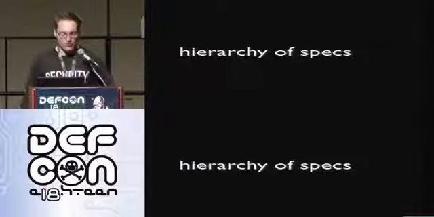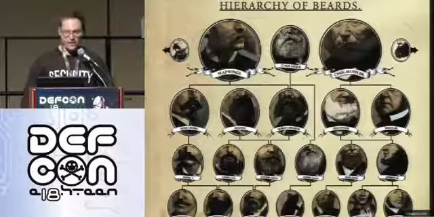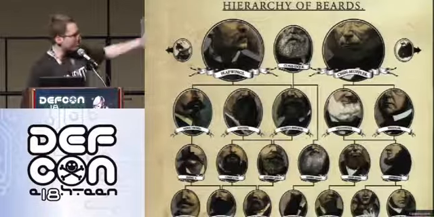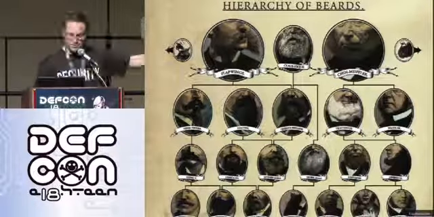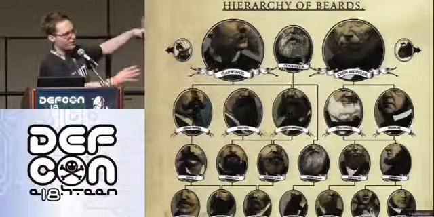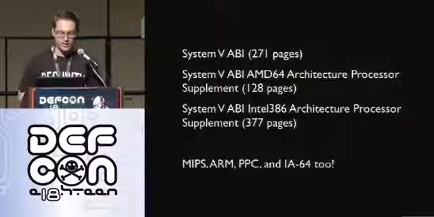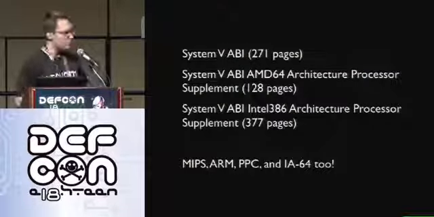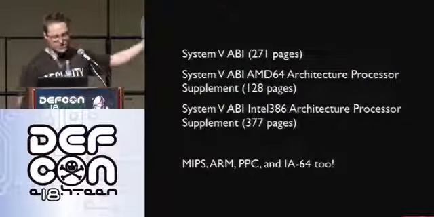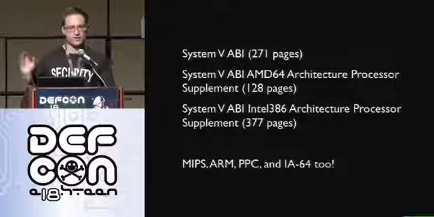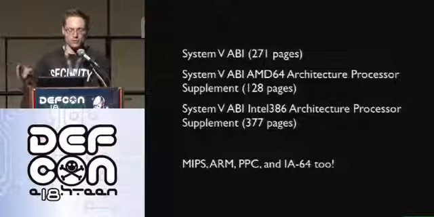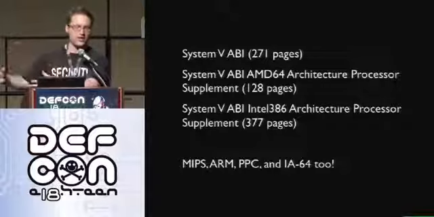The great thing about the ABIs is that they form a hierarchy, kind of like this hierarchy of beards. These beards are all related in some way. They're all parts of each other, and the ABIs are the exact same way. You have the big System 5 ABI, which is like 200 pages, and then as you read it, it has sections where it says like, hey, at this point, open up your architecture-specific ABI and read that one.